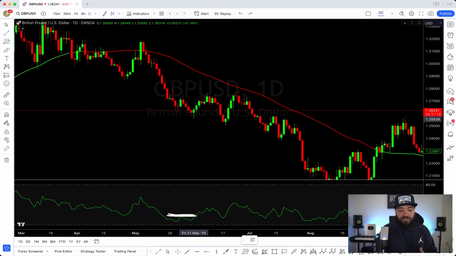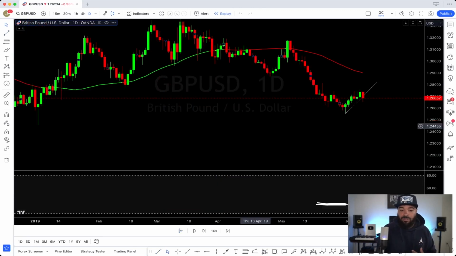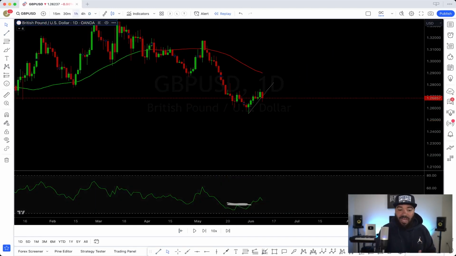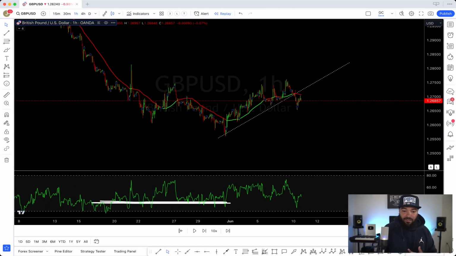See, when price pulls back, it gives you the luxury to pull out a trend line. So now we're not going to do that on a daily chart. We're not going to pull a trend line on a daily chart. We're going to go to the hour chart where you can really see it.